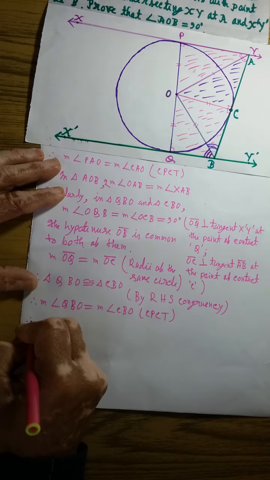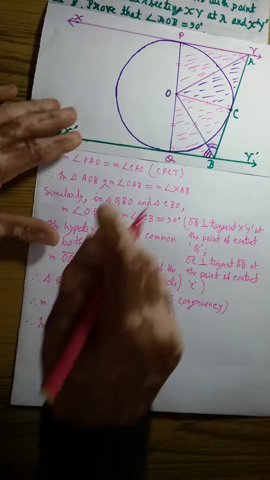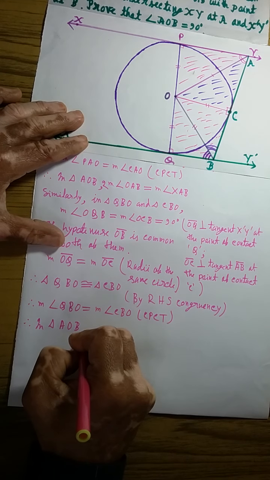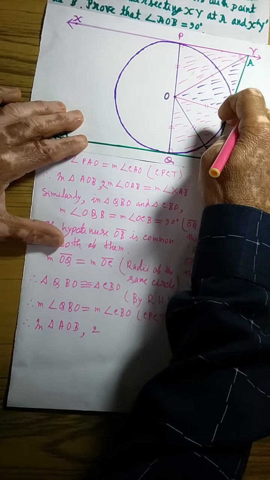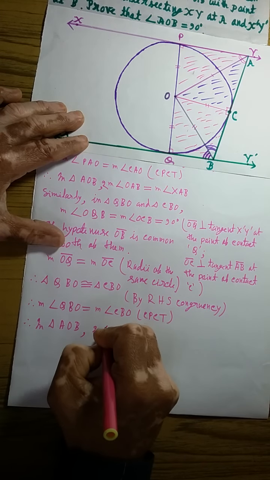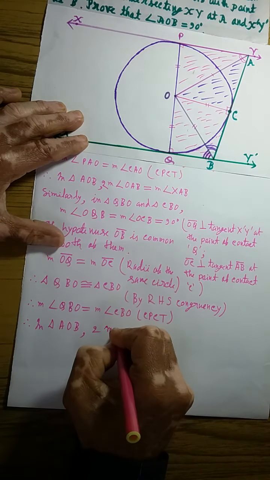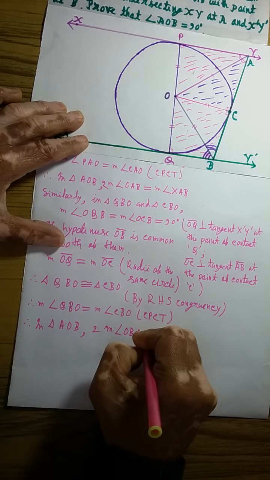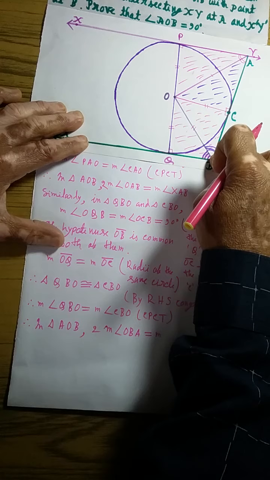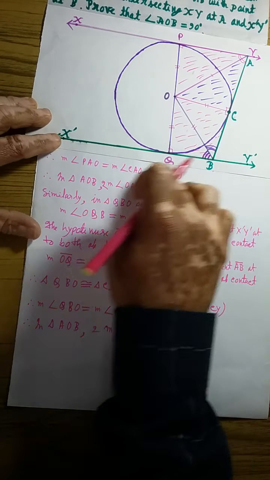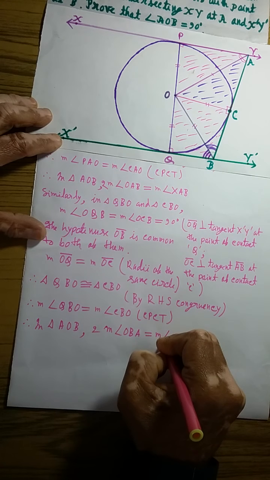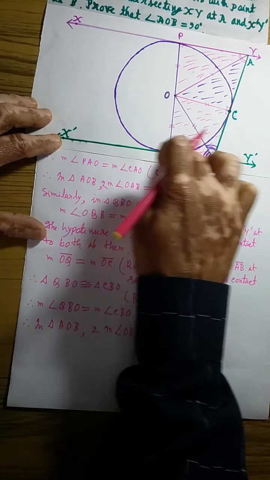After this, write in this way: therefore in triangle AOB, the big triangle AOB, twice the measure of the angle OBA is equal to this big angle XDA.